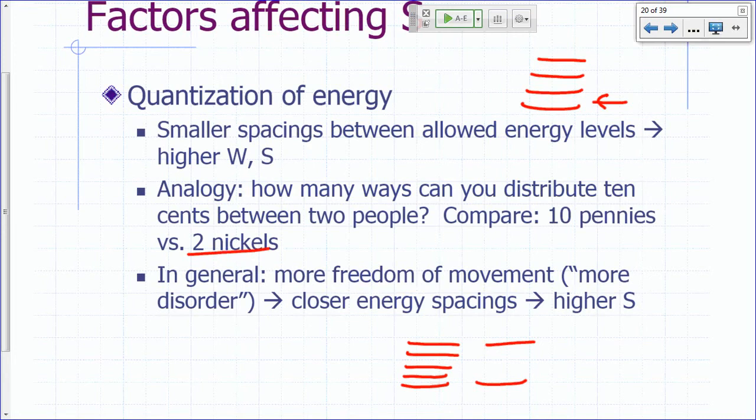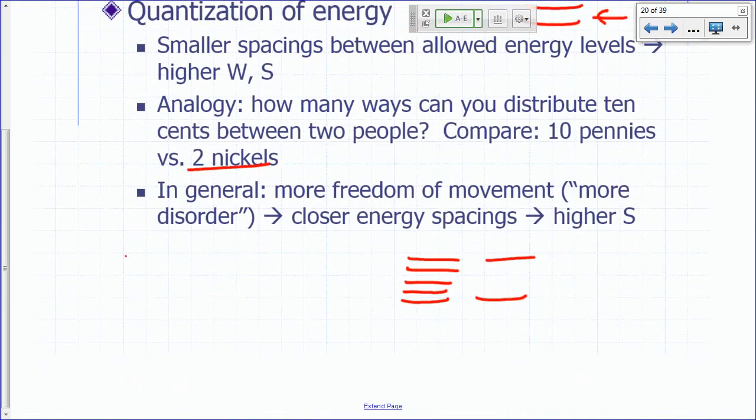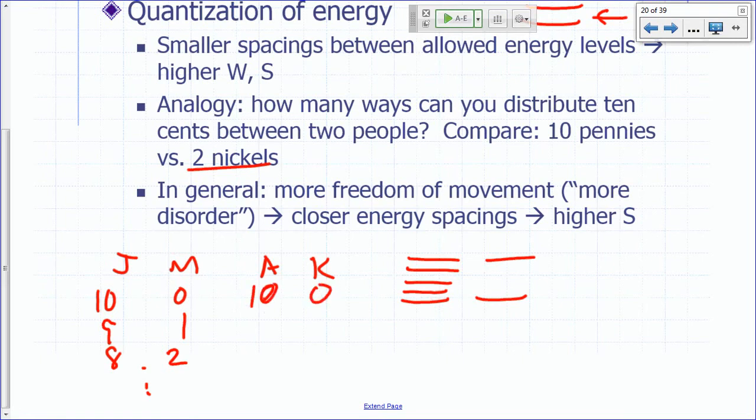How many ways can I distribute 10 pennies between 2 people? Jessica and Michelle again, 10 pennies. 10 and 0. Or I can give you 9 and Jessica gets 1. I can give you 8, Jessica gets 2, and so on, right? It's a lot of ways. Between Augustine and Callie, I only have 2 nickels. So 10 cents versus no cents, 5 cents and 5 cents, and 0 cents and 10 cents.